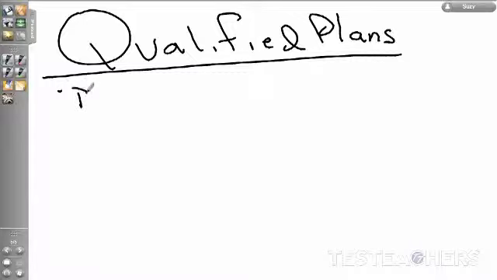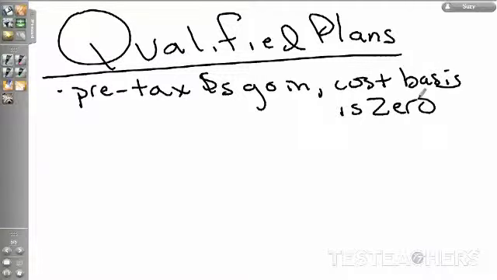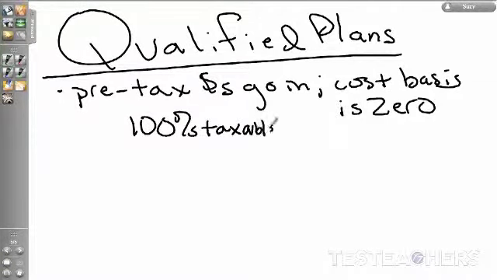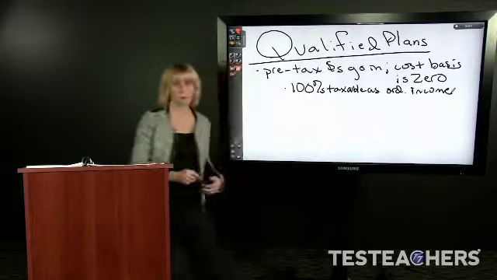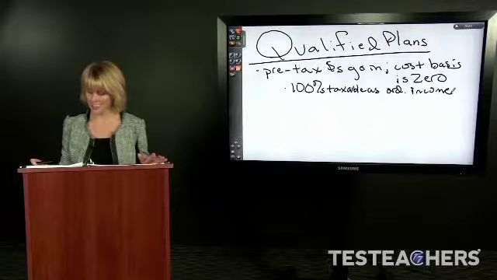So if we've got pre-tax dollars going in, your cost basis in a qualified plan is 0. So none of the money has yet been taxed. 100% taxable as ordinary income upon withdrawal. So we know that so far. Tax-deferred earnings.